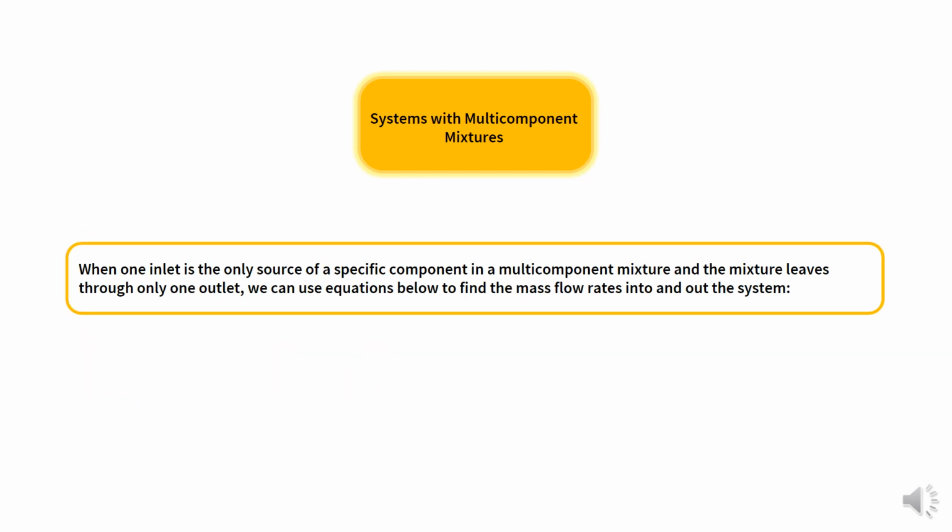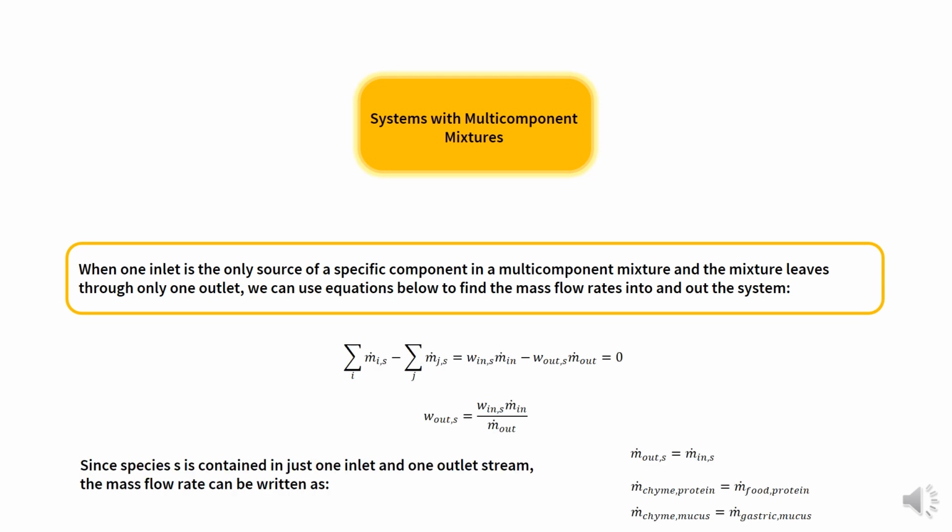When one inlet is the only source of a specific component in a multi-component mixture, and the mixture leaves through only one outlet, we can use the equation below to find the mass flow rates into and out of the system. Since species S is contained in just one inlet and one outlet stream, the mass flow rate can be written as in the equation here.